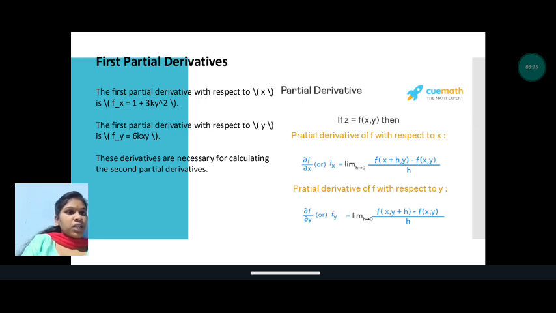If z = f(x, y), then the partial derivative with respect to x is dou f by dou x, or fx, equals the limit as h tends to 0 of f(x + h, y) minus f(x, y) by h. The partial derivative of f with respect to y, dou f by dou y, or fy, equals the limit as h tends to 0 of f(x, y + h) minus f(x, y) by h.